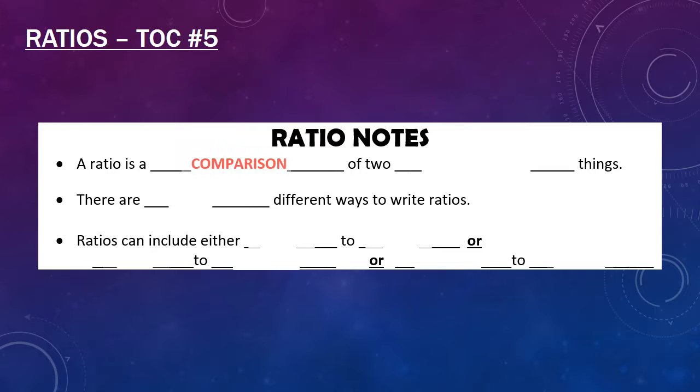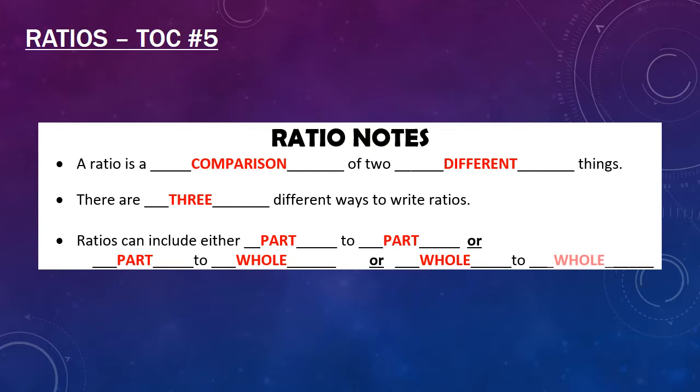A ratio is a comparison of two different things. There are 3 different ways to write ratios, and we're going to go over those in just a second. Ratios can either be a comparison of the part to the part, a part to the whole, or a whole to another whole.